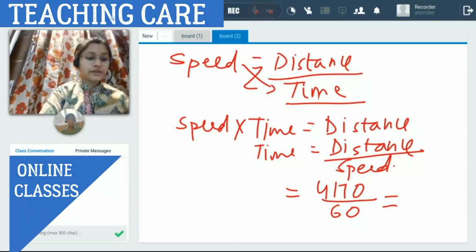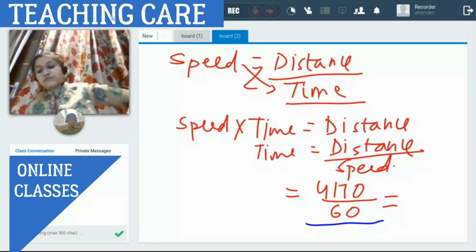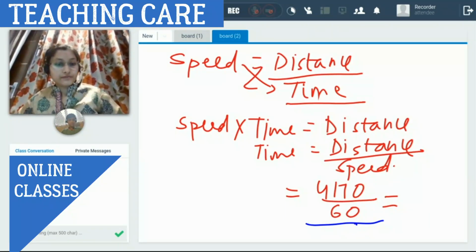What will the answer be? Please do the calculation part. If it is difficult for you to work on the board, you can do the calculation separately in the notebook and then write down the answer.